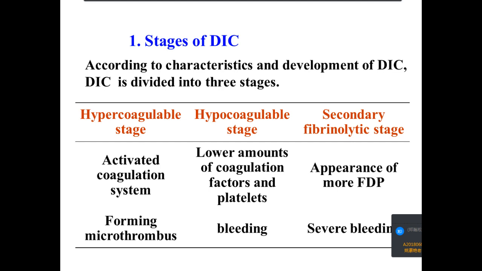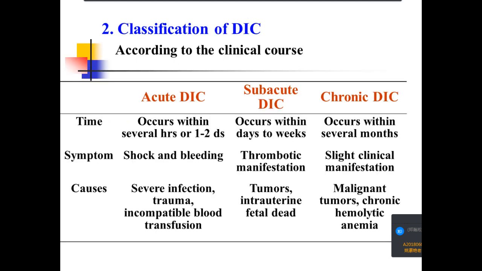Now the next is the classification of DIC. According to the clinical course, DIC is divided into acute, subacute, and chronic DIC. It is easy. Now, if DIC happens quickly, it is acute. If slowly, it is chronic. If between acute and chronic, it is called subacute DIC.